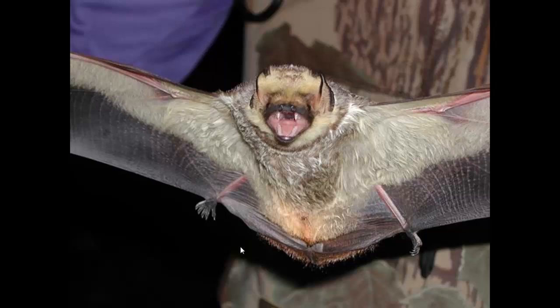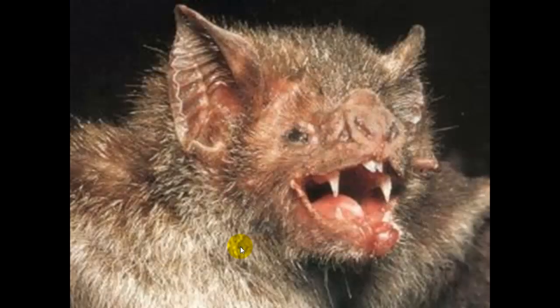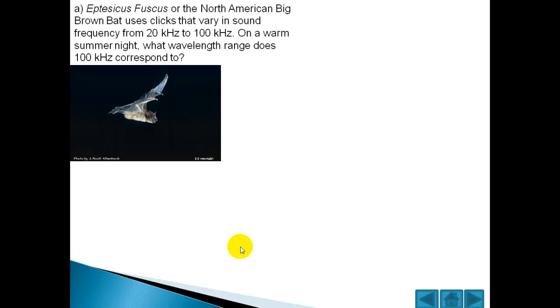This is a bat. We know that bats use ultrasound to detect moths and creatures and to be able to navigate around. Why do they use ultrasound and not sound that we can hear? So this bat is a North American big brown bat which uses clicks that sound between 20 kilohertz and 100 kilohertz. On a warm summer night, what wavelength does 100 kilohertz correspond to?